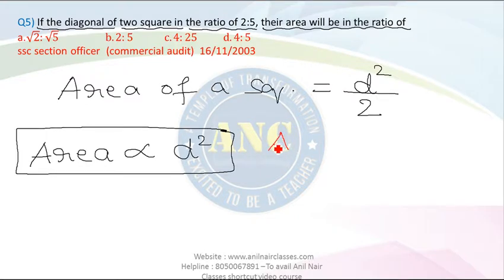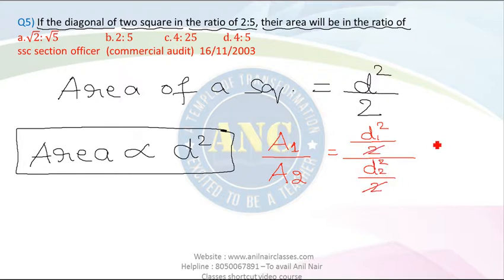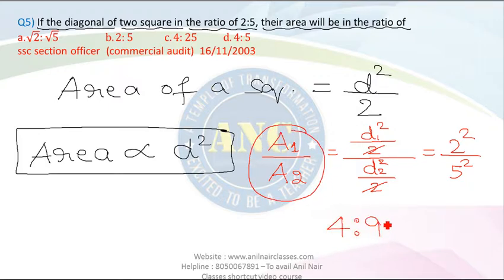The area of a square is directly proportional to the square of the diagonal. Now, the ratio of the area of one square to the area of the second square is what I need to find. The area of the first square is d1 squared divided by 2. The area of the second square is d2 squared divided by 2. The 2 will cancel. Diagonals are in the ratio 2:5, so the areas will be in the ratio 2 squared is to 5 squared, which is 4:25. The answer for this question is option C, which is 4:25.